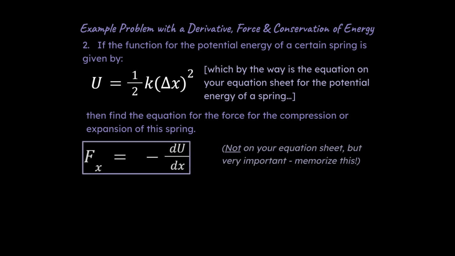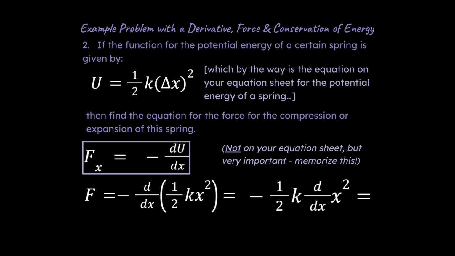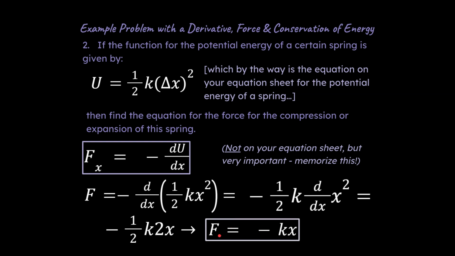Alright, and so in this case we're going to take the negative derivative of potential energy with respect to x. We go ahead and sub in our value for U here, and we could say, well, what is that equal to? We continue with some work over here. The 1/2 in front is going to be canceled out by this 2 right here, and what do we end up with? We end up with the force for this spring being equal to minus kx. Well, this turns out to be Hooke's law. This is on your equation sheet as well.